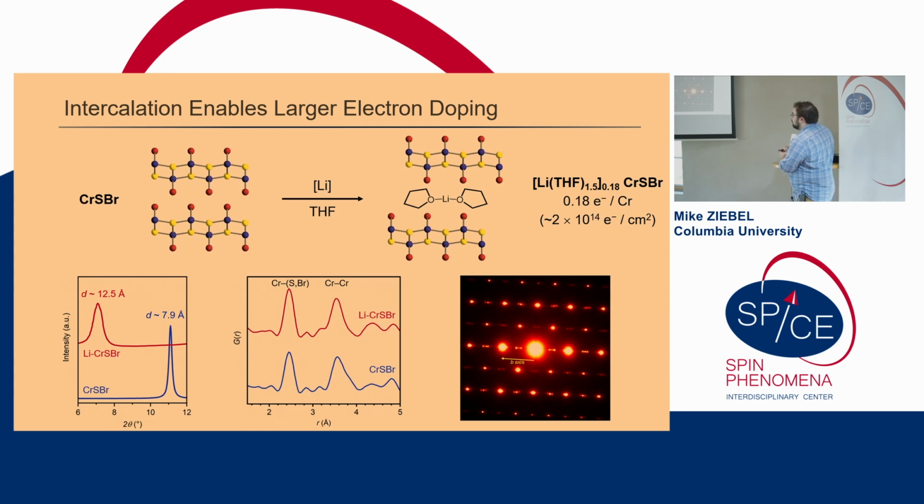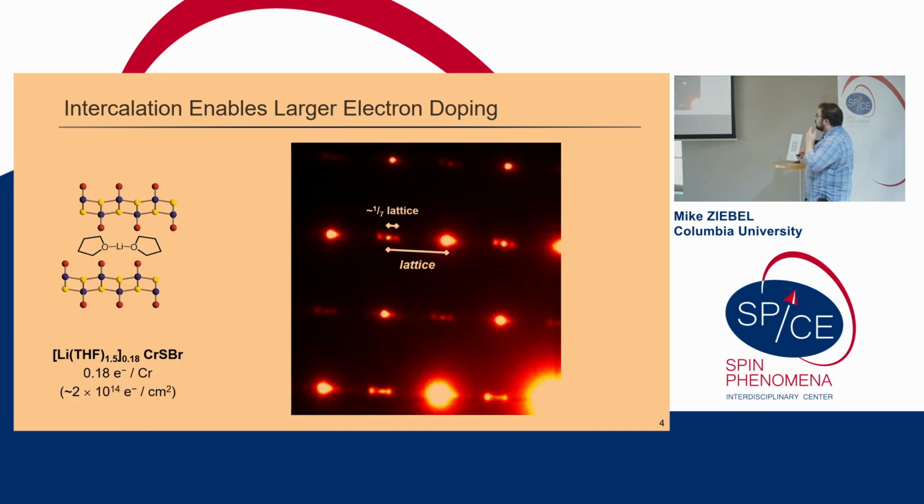We can use pair distribution function analysis, which basically tells us that the in-plane bonding remains intact. And we can additionally perform electron diffraction to show that the orthorhombic lattice is still present. But if we look more closely at the electron diffraction, we can see that in addition to these lattice reflections that I'm highlighting here, we also see these sort of weak satellite reflections, which suggest some sort of structural superlattice.